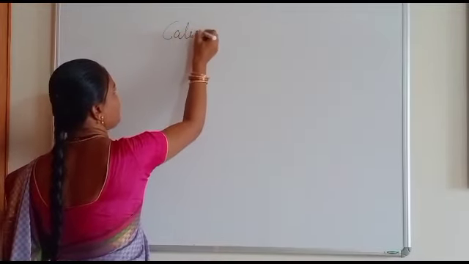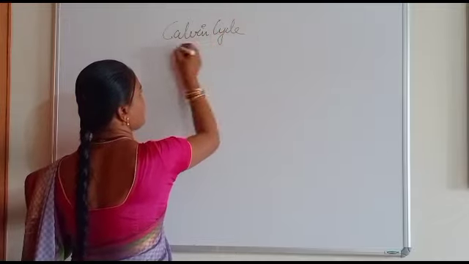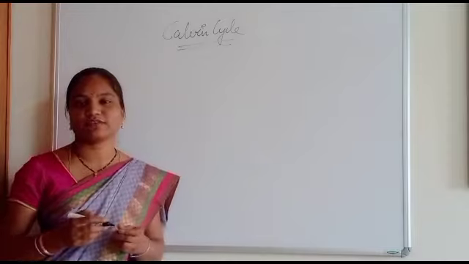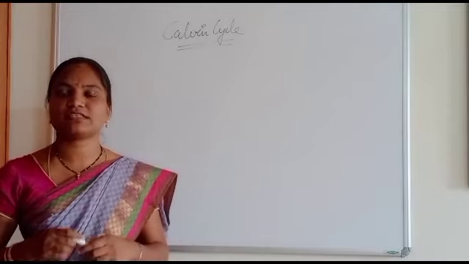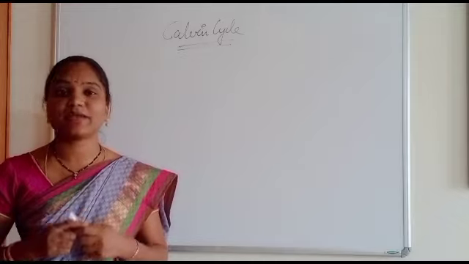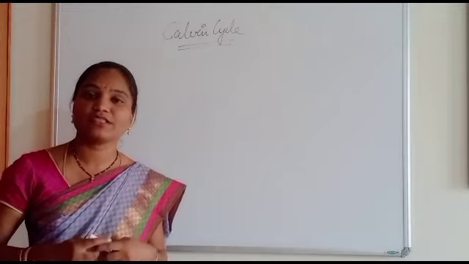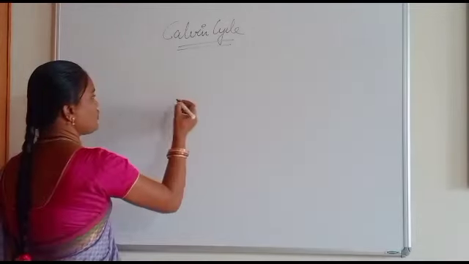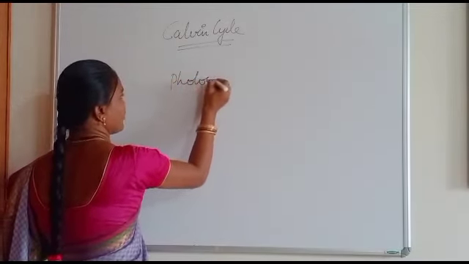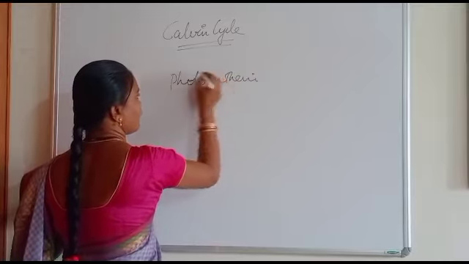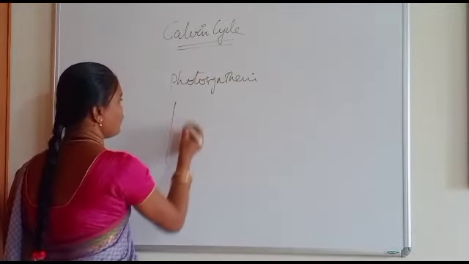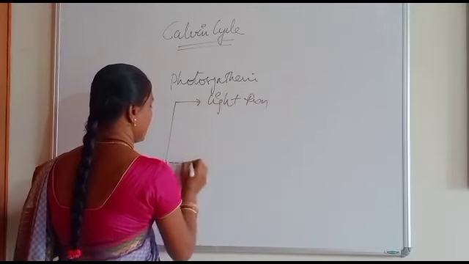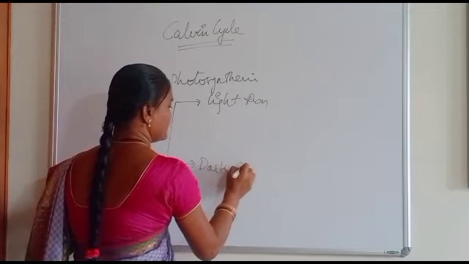Calvin cycle. So what is Calvin cycle? In the previous classes we have already learned about photosynthesis. What is photosynthesis? Photosynthesis is a process where plants can prepare their own food material with the help of sunlight. That food material is nothing but glucose. Photosynthesis is a two-step process where light reaction and dark reaction are observed.